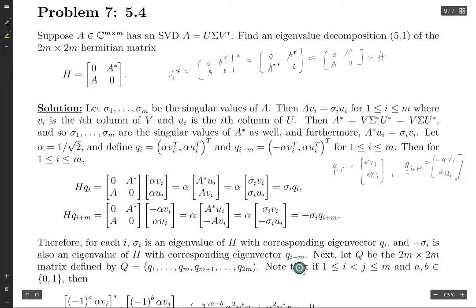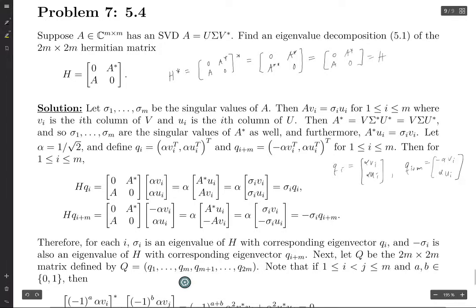Okay, so now that we have the eigenvectors, we can construct the matrix that we use in our eigenvalue decomposition. This matrix is going to be Q, which is a 2m by 2m matrix given by just putting all of these vectors together. All of these Q_i's are column vectors.